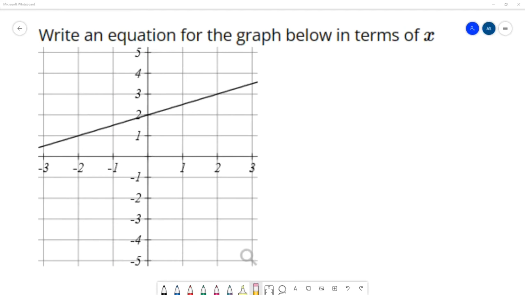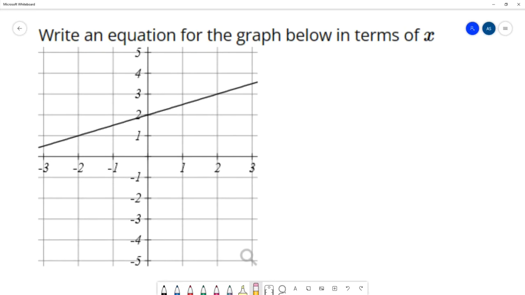We're going to work through questions 26 through 30. On this one, we want to write the equation for the graph below in terms of x. We're given a linear equation, and we do have a few ways that we can find the equation of this line.